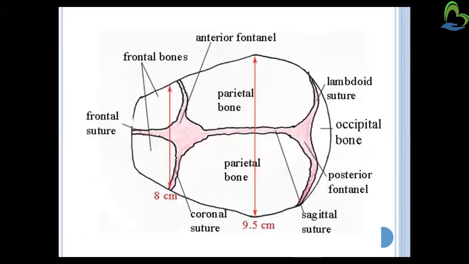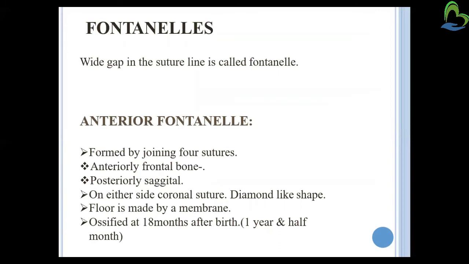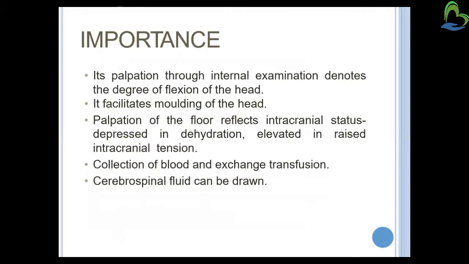So here you can see the anterior fontanelle. Behind, the sagittal suture is there. At the front part there are two frontal bones, and on either side there are two coronal suture lines, and it forms the anterior fontanelle. The anterior fontanelle is diamond shaped. Then the floor is made by the membrane and it is ossified at 18 months after the birth. If we count in years, then it is one and a half years. So it is closed at 18 months after the birth.